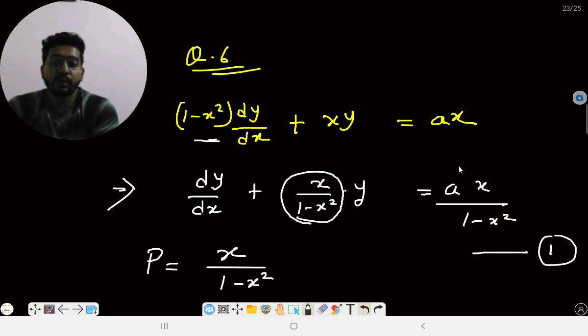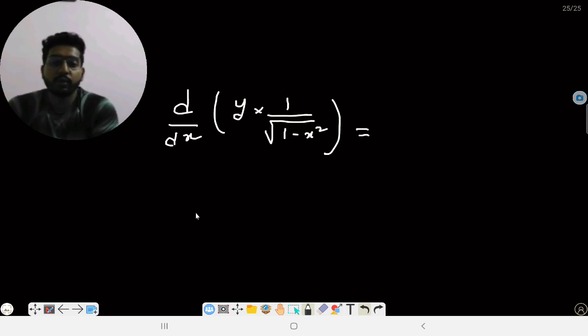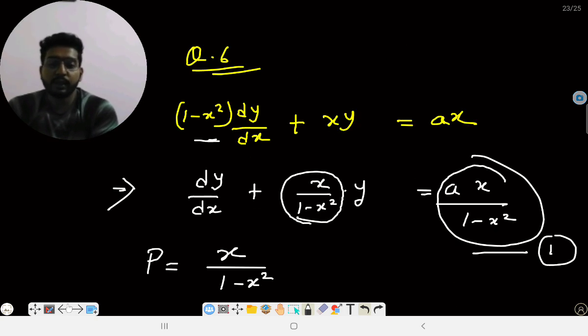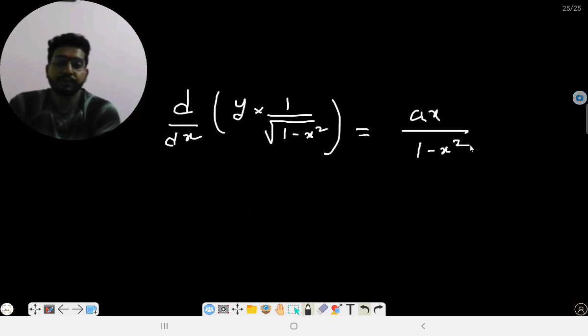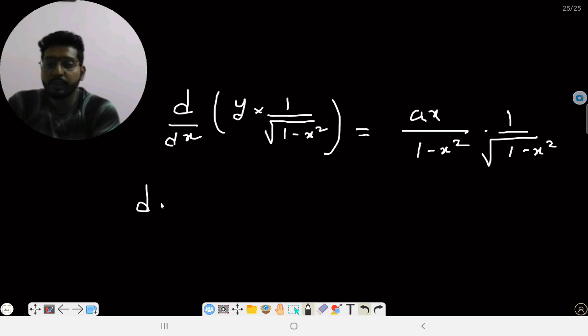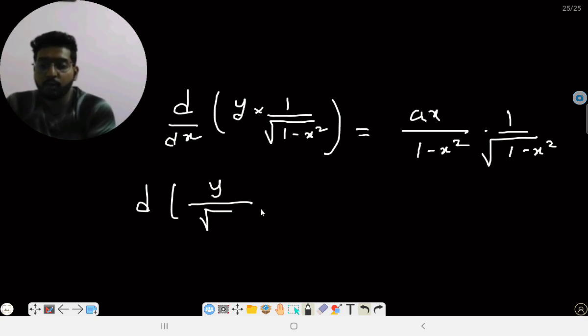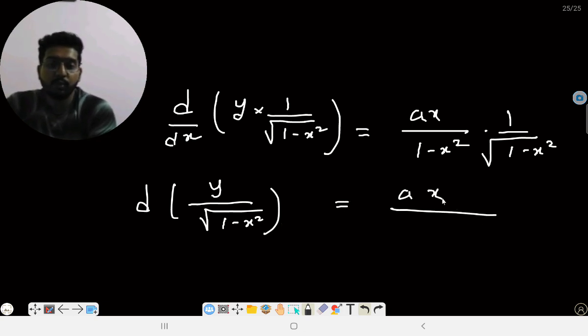What is the right hand side? Right hand side is this one, ax by 1 minus x square. That will be multiplied with the integrating factor. What is the integrating factor? 1 by root over 1 minus x square. So that will be d(y by root over of 1 minus x square), and here it is ax by (1 minus x square) whole to the power half and 1, that is 3 by 2, dx, like this.